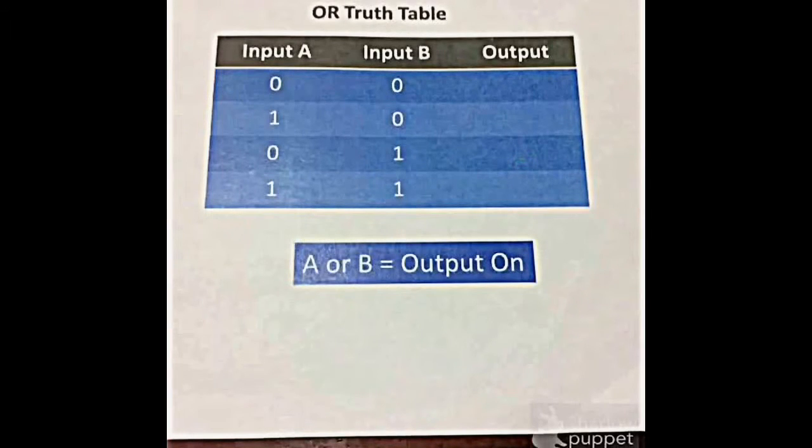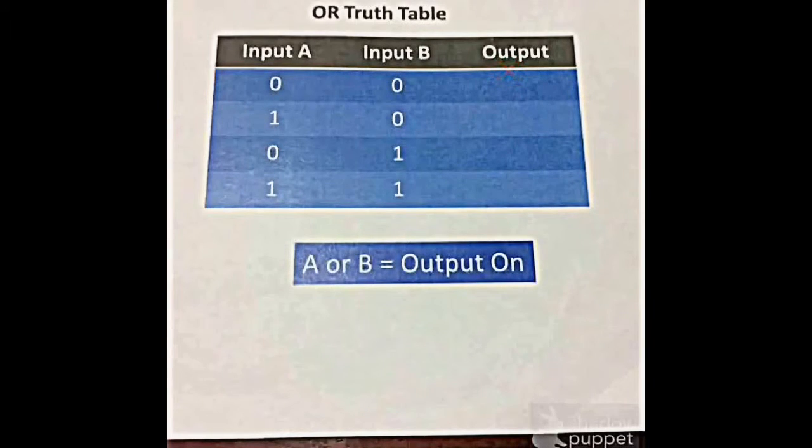Because one of them is on, and the other is still off, but still one of them is on. Now, for the next one, both of them are on. So I want you to pause the video and think about that. Hopefully you have paused the video. Now, if you have 2 inputs on, you will get an output of on as well. So let's just go through them quickly.